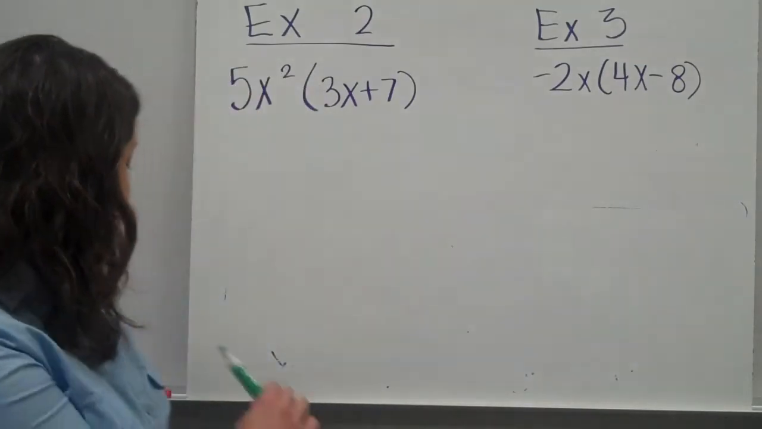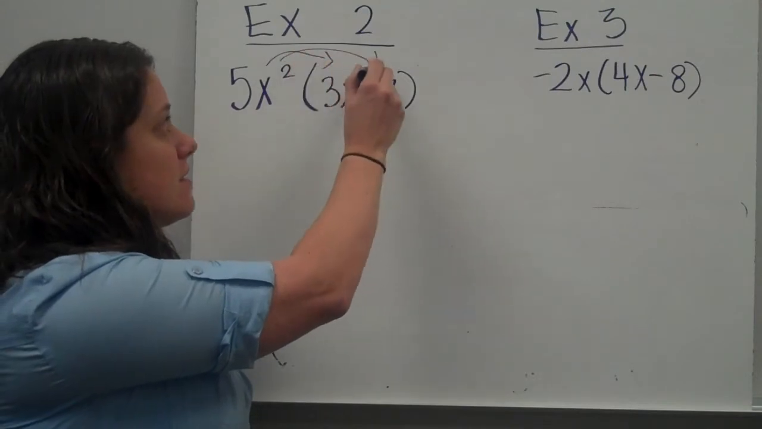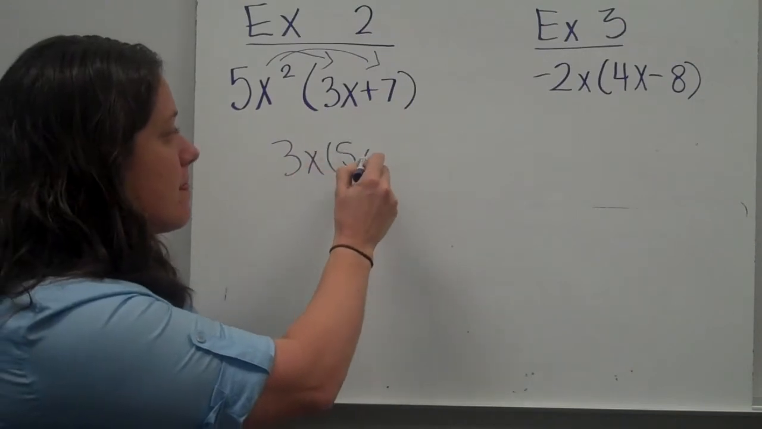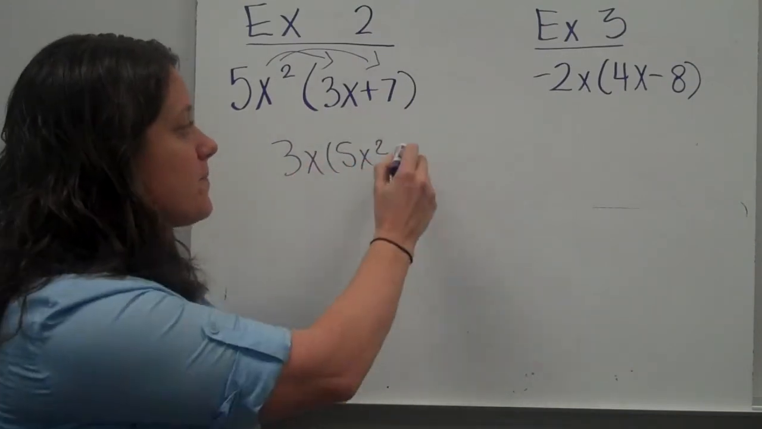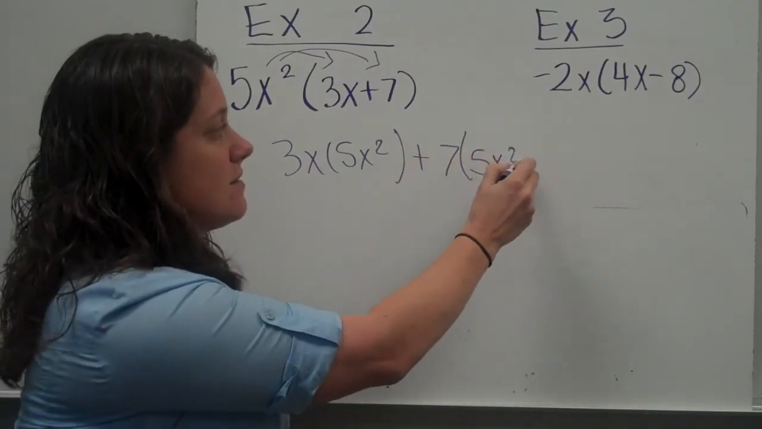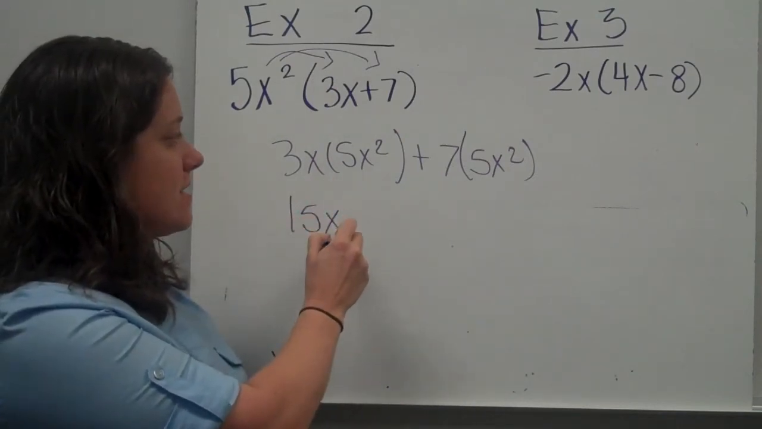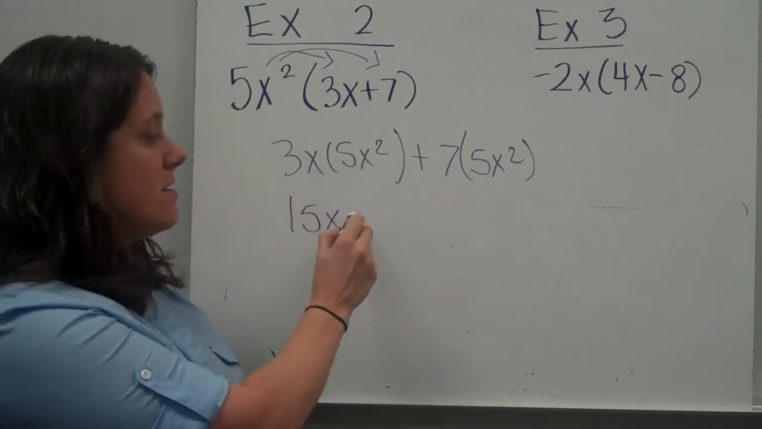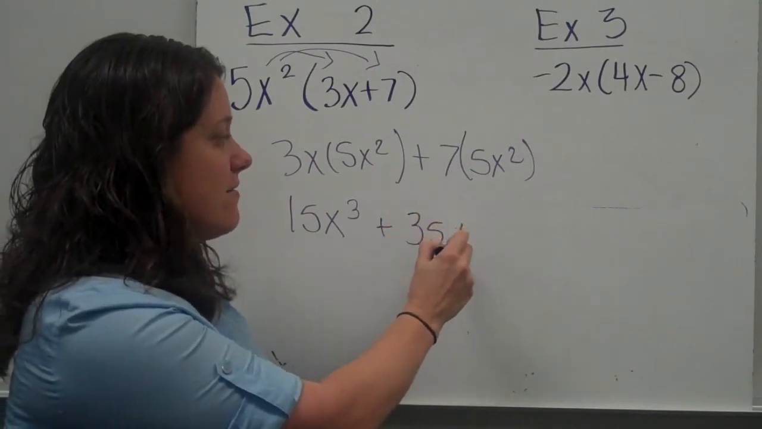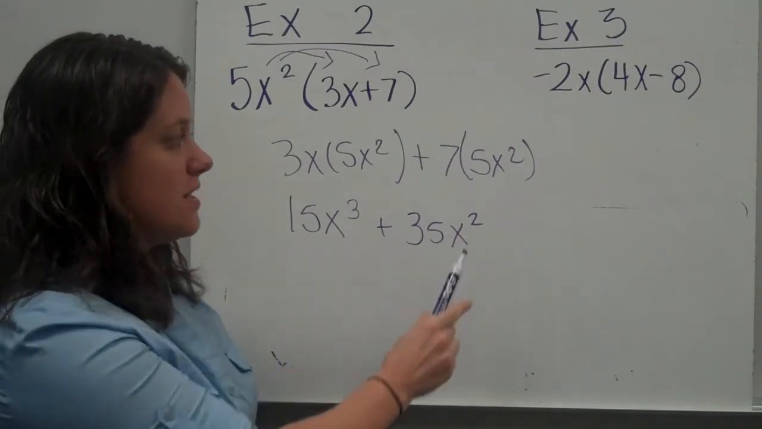So we have two more examples here. Again, what I'm really doing here is distributing. So I just distribute this to both terms. I have the 3x times 5x squared plus the 7 times the 5x squared. Then I just go ahead and multiply. So this would give me 15x, and since I have x times x squared, x cubed, and then 7 times 5, 35x squared.